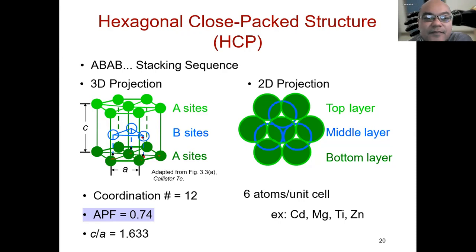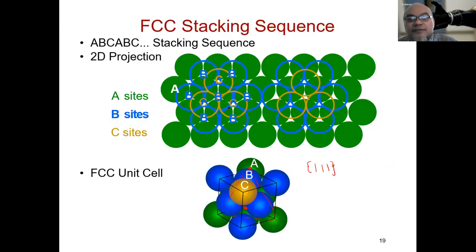Yeah, here. And also this, and then this A side exactly above the first A. The third A side here, exactly above the first A side. This is a 3D projection, and the 2D projection will look like this. The coordination number is basically still the same, in FCC it is 12 here.